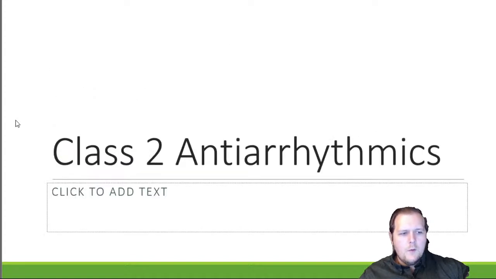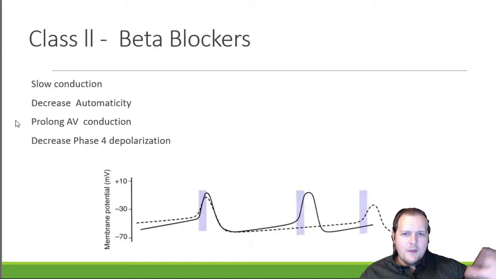Okay, so class 2 antiarrhythmics, this is pretty easy because we already covered the beta blockers, right? So now looking at their use here, these are not going to be good for treating ventricular arrhythmias because of how they work, which is to slow down conduction. They're decreasing automaticity. So say, for instance, you have someone who's in AFib, right? They have very rapid contractions of the atria.